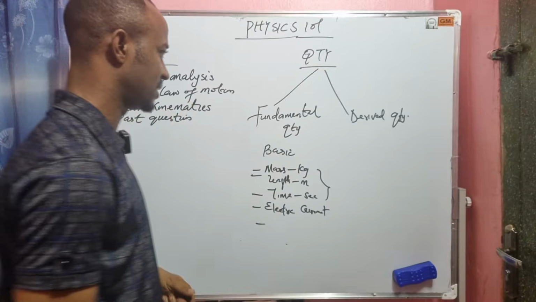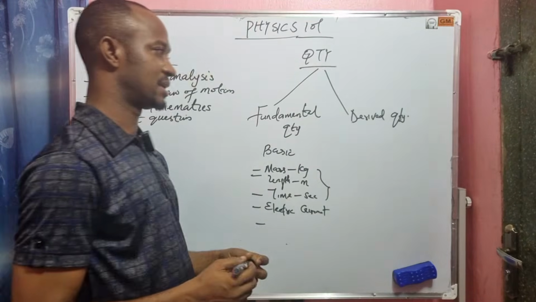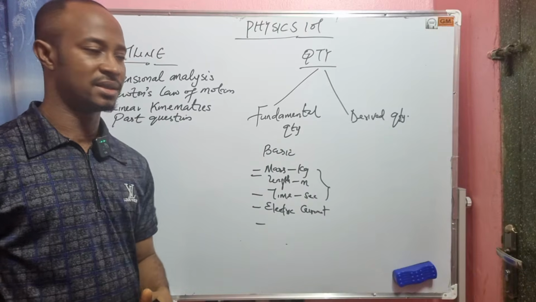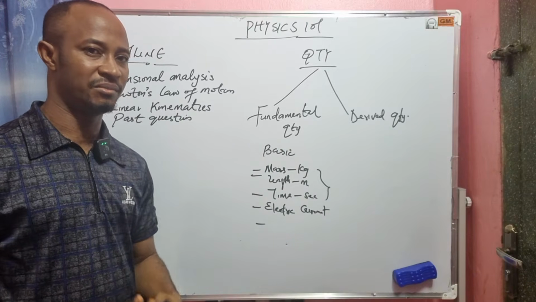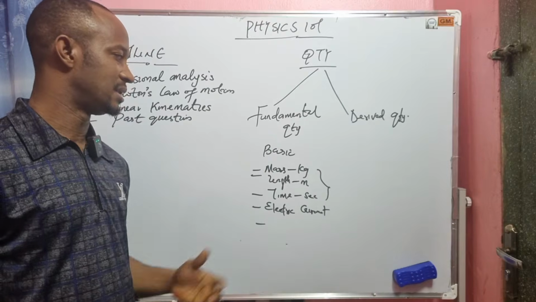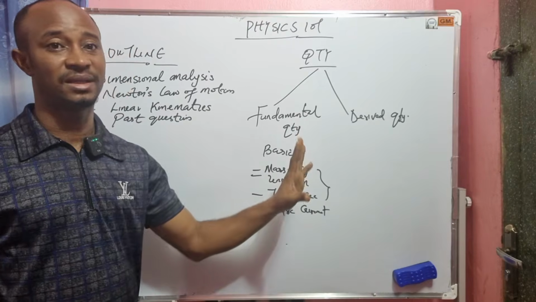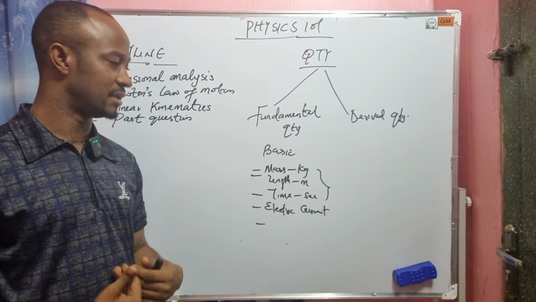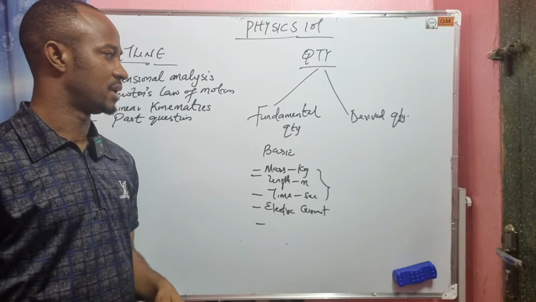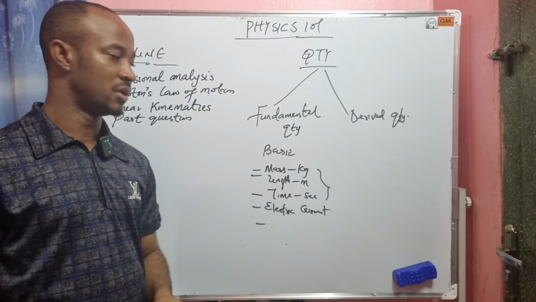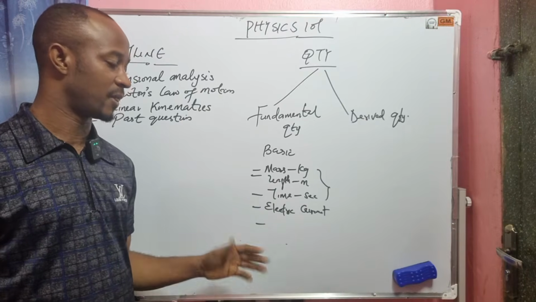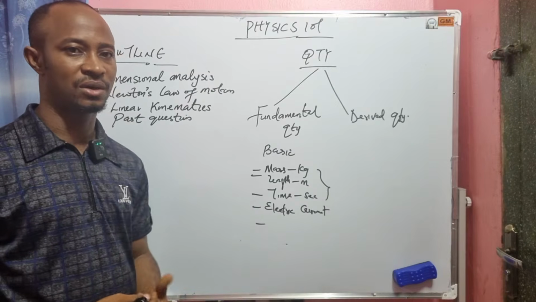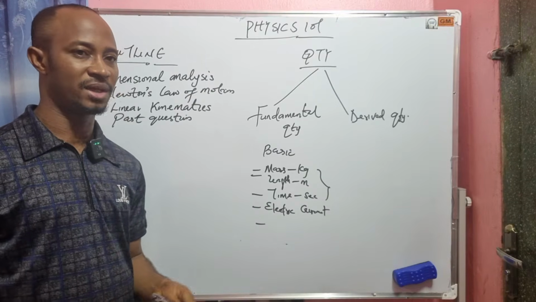Then the derived quantities. These are quantities that depend on the fundamental quantities. They are not self-dependent. They depend on the fundamental to define them. They cannot be defined by themselves. Okay, so they are not the basic. So they are always gotten either through multiplication or division of two or more fundamental quantities.